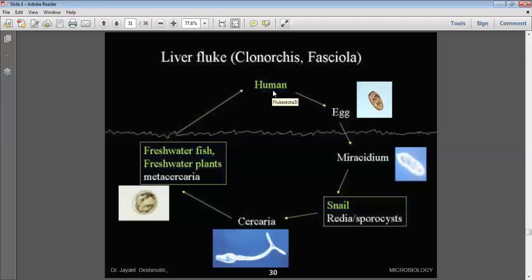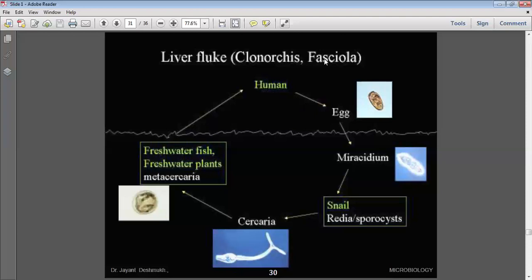Duodenum, then peritoneum, then hepatic tissue, then gallbladder. In Clonorchis, it directly develops in the duodenum and enters into the bile duct. That is the only difference. The second difference is that Clonorchis sinensis also uses fish as the intermediate host, and the infective form, the metacercaria, is present in fish.